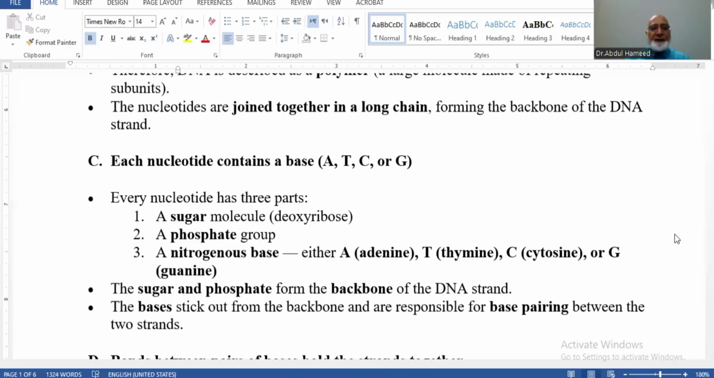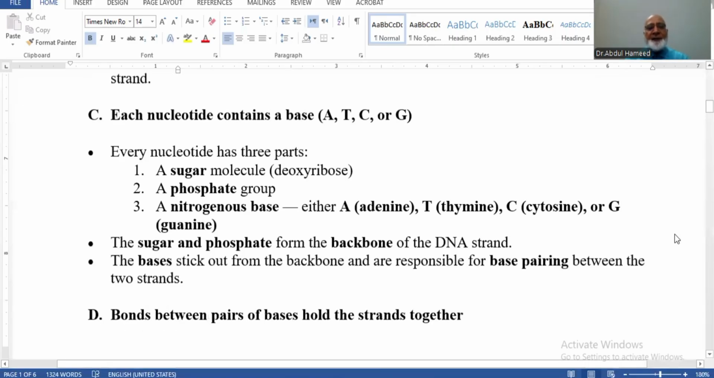The sugar and phosphate form the backbone of the DNA strand because they remain the same. The change is in the nitrogenous bases. The bases stick out from the backbone and are responsible for base pairing between the two strands. So if the bases of one strand are arranged towards the right side, then the bases of the next strand, which is anti-parallel, should come from the left side, so that they can come face to face and form hydrogen bonds, which are weak bonds, in order to stabilize the DNA molecule.